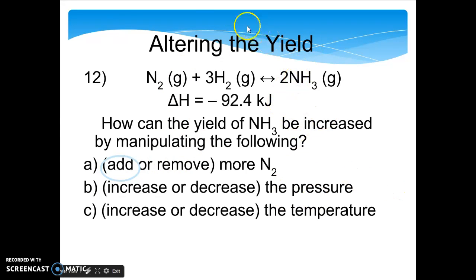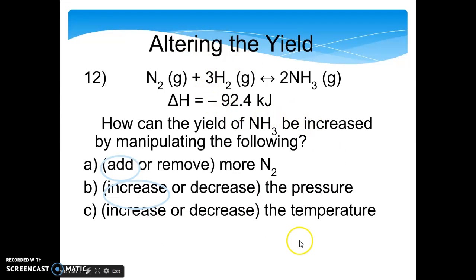All right, what about pressure? Well, we have 3 moles here, 1 mole here, so a total of 4 moles on the left, the reactant side. Over on the right side, we have 2 moles, so 4 versus 2. Remember that increasing pressure goes towards the side with fewer moles, decreasing pressure goes towards the side with more moles. So in this case, 4 versus 2, we want to go towards the side with 2, the side with fewer moles, so we're going to increase our pressure.